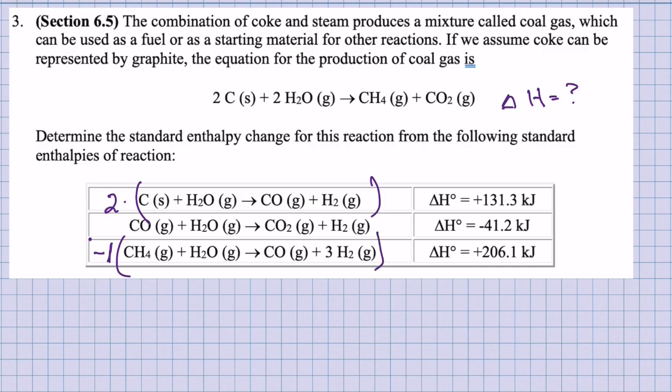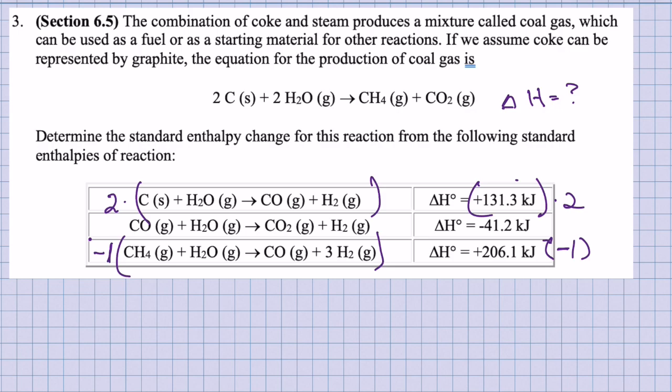All right, and I'm going to do the same thing over here. Since I multiplied the reaction by 2, I'm going to multiply my enthalpy by 2. I'm going to leave the second one unchanged, and I'm going to multiply the third one by -1 since I'm reversing the reaction. When we reverse the reaction, we change the sign on the enthalpy.